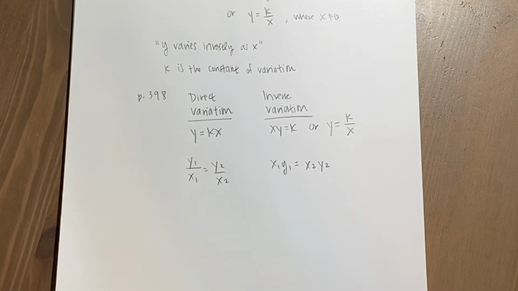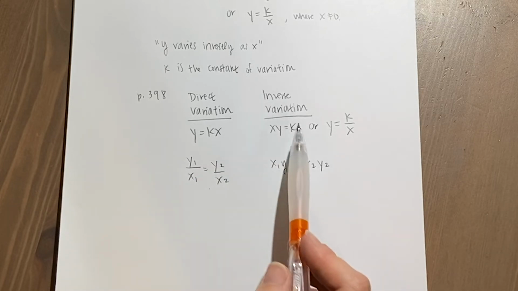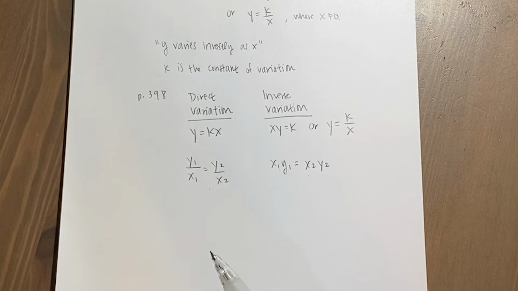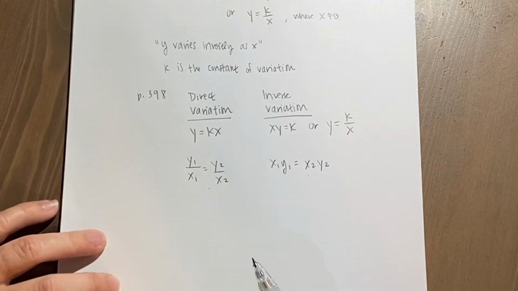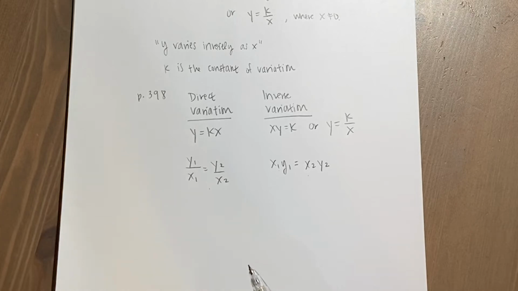So the equations show that for direct variation, the quotients of the coordinates are constant. And for inverse variation, the products of the coordinates are constant. So direct variation, constant quotient. Inverse variation, constant product. Okay, so an example that we can do with this, let's see.